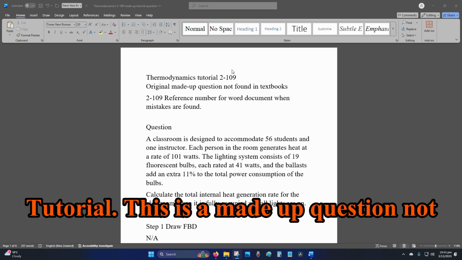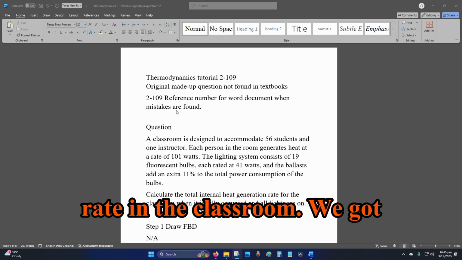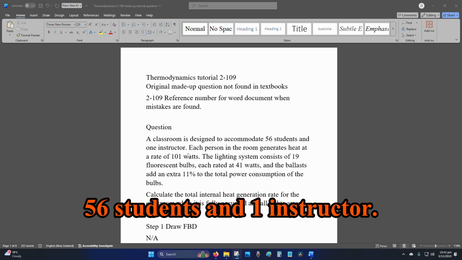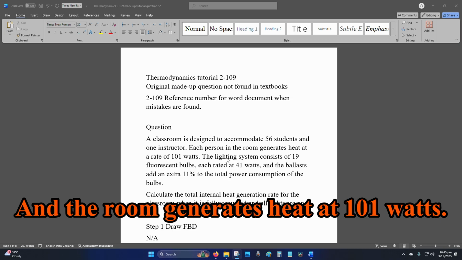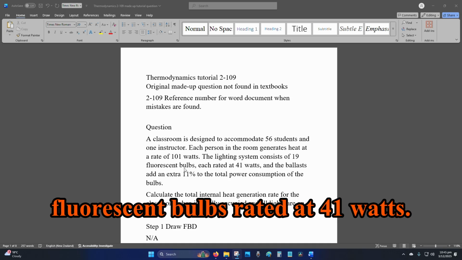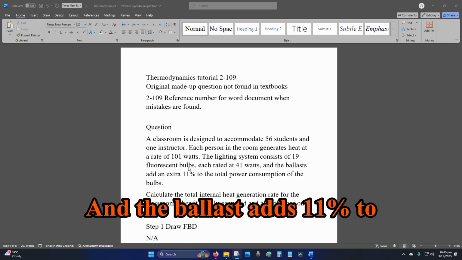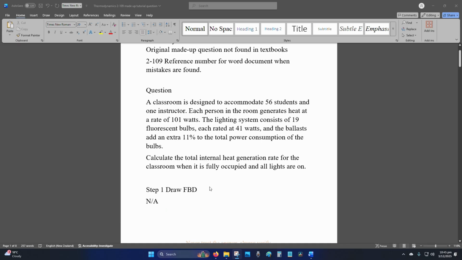This is a made-up question not found in your textbooks. We want to find the total heat transfer rate in the classroom. We got 56 students and 1 instructor, and the room generates heat at 101 watts. The lighting system contains 19 fluorescent bulbs rated at 41 watts, and the ballast adds 11% to the total power consumption.